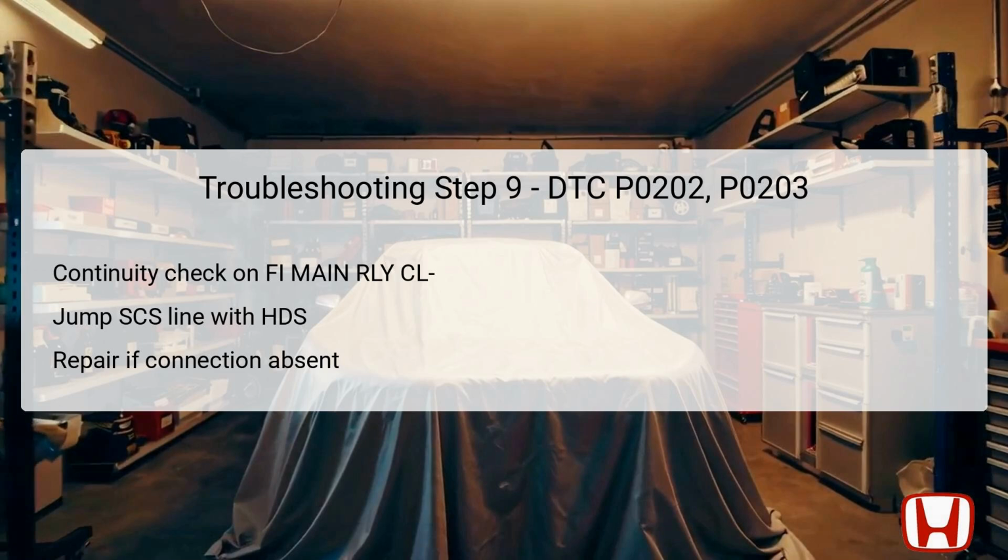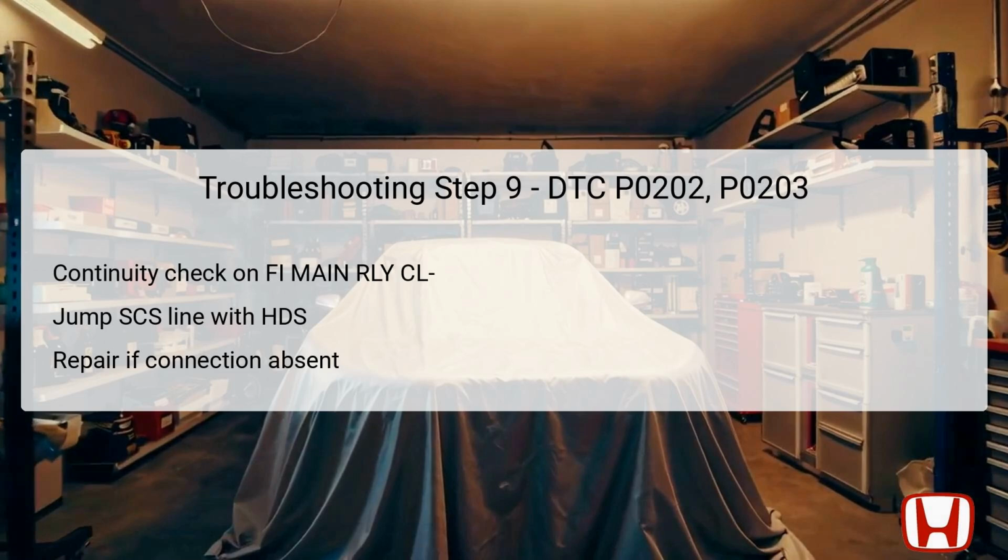line. Start by turning the vehicle to the off lock mode. Then, utilize the HDS to jump the SCS line, allowing you to monitor any potential fault in the circuit. Wait for a minute after jumping the SCS line. Then, disconnect the PCM connector A.